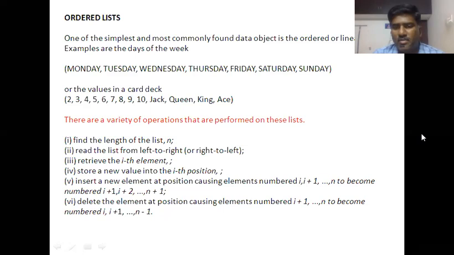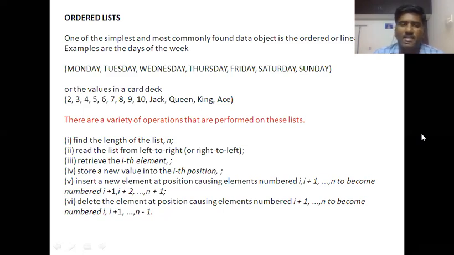நெக்ஸ்ட் insert a new element at position causing the element number. ஓகே, ஸோ இப்போ என்ன செய்யறேன்? ஃபர்ஸ்ட் ஸ்டார்டிங் i plus 1 up to n. டு பிகம் நம்பர்டு என்ன ஆகும்? ஒரு பொசிஷன் இன்சர்ட் பண்ணிட்டோம் அப்படின்னா i என்ன ஆகும்? i, i plus 1 ஆயிடும். ஓகே, i plus 1, i plus 2 ஆயிடும். அப்படியே n என்ன செய்யும்? n plus 1 ஆகும். ஏன்னா because we insert a new element.